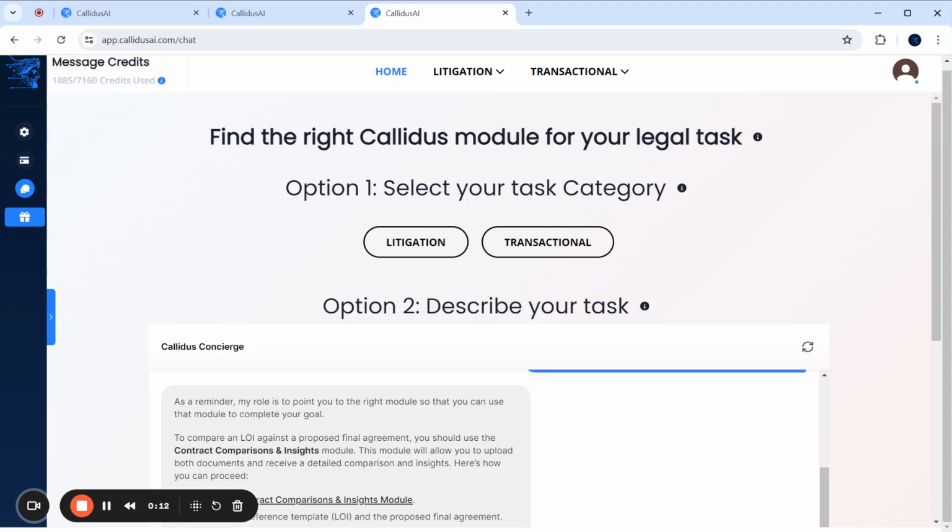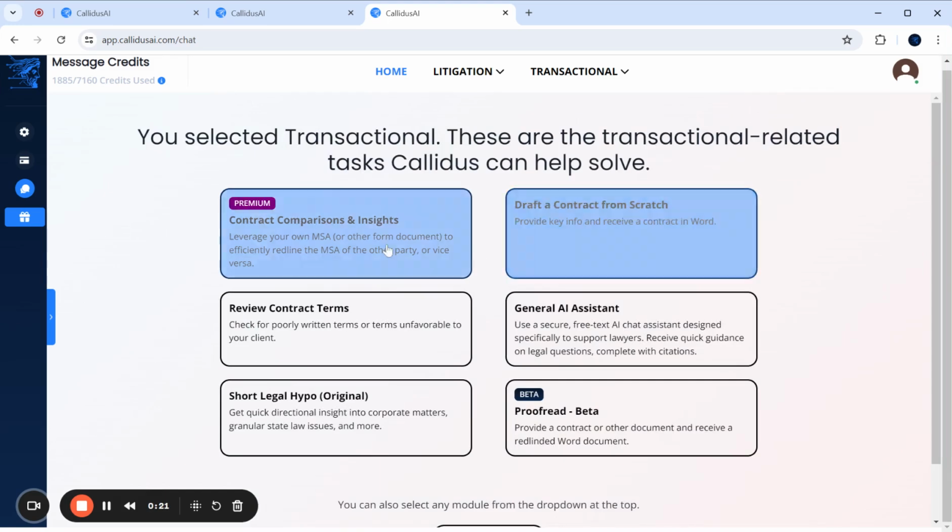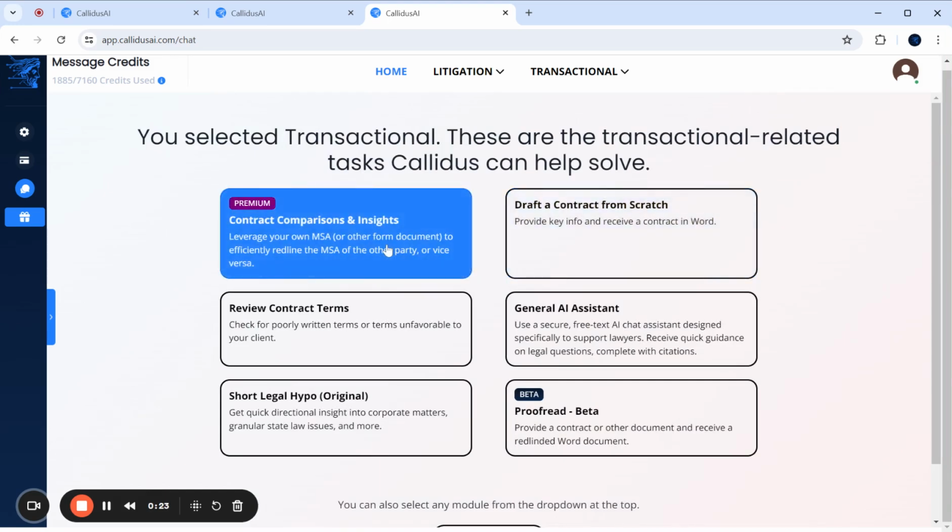Review and redline contracts rapidly with CallidusAI. You can redline contracts a number of different ways within this platform. We'll take a look at one that's called Contract Comparison and Insights.